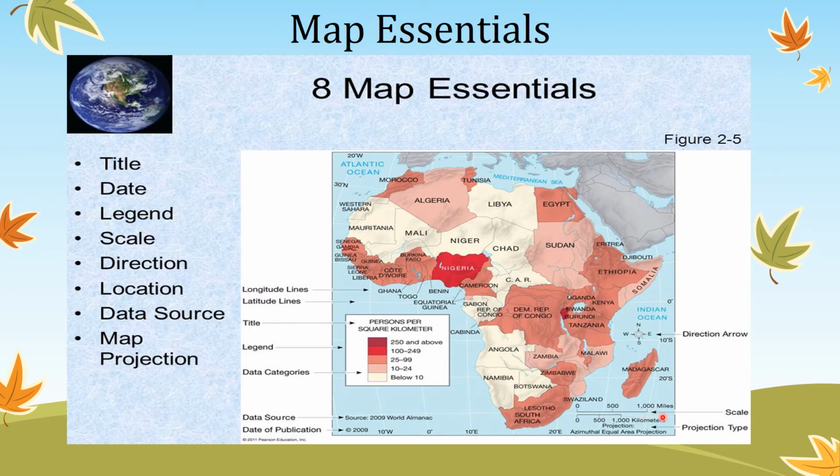Here we have the scale of the map. What's it used for? And here is our compass rose or direction arrow. Why is this compass rose important? Answer those questions in your notebooks.